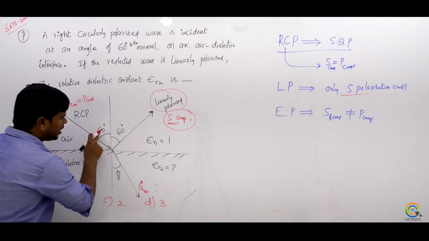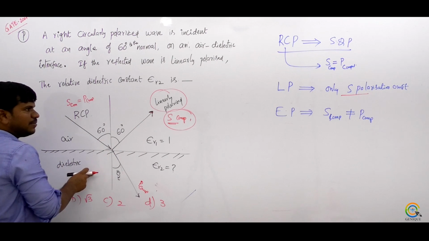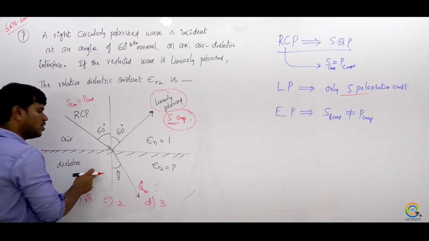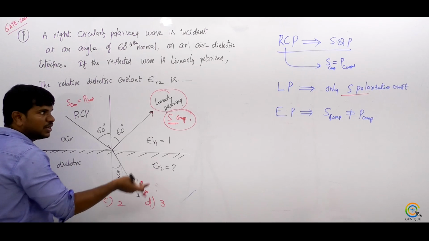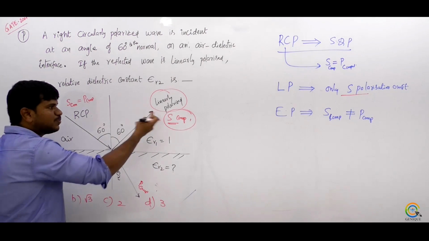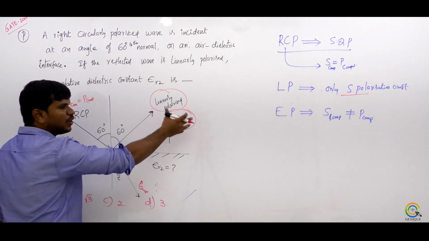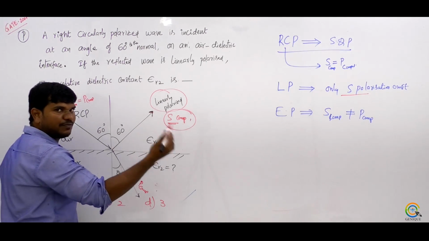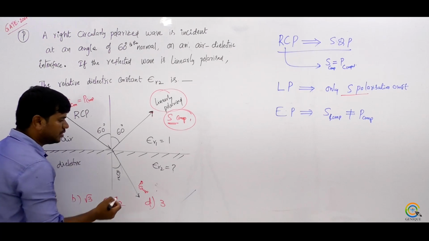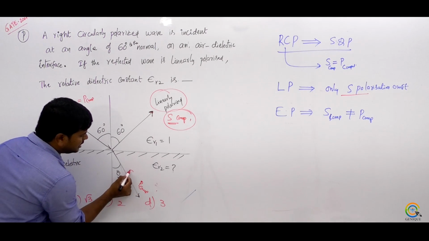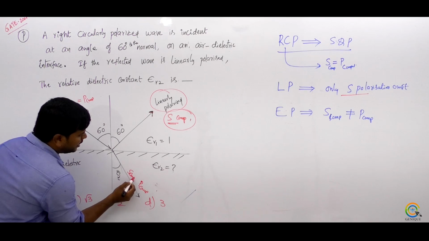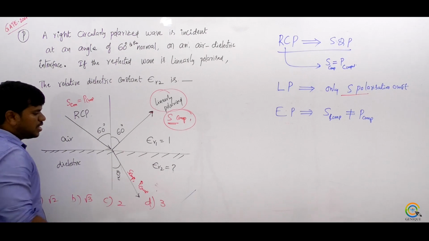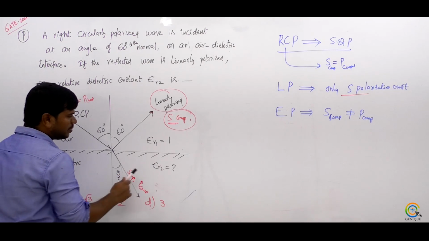Okay, so that means what? Because these two are the two mediums. Okay, because epsilon 1 is not equal to epsilon 2, what happens? There will be some reflection. The S polarized wave will not be reflected if and only if epsilon 1 is equal to epsilon 2, and there will be reflection and transmission for the S polarized wave. So S component will be existing, and P component will be existing. Okay, so S component will be existing, P component will be existing.